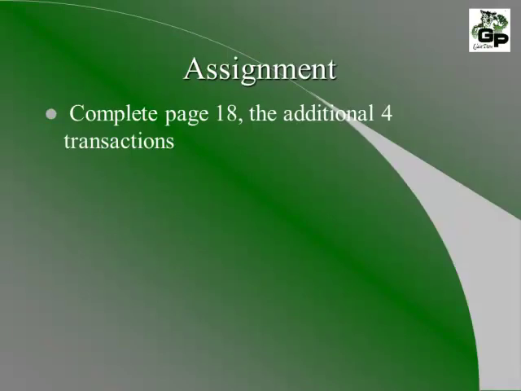Your assignment today is to turn to page 18 and complete the additional 4 transactions on the transaction analysis sheet that you have created.